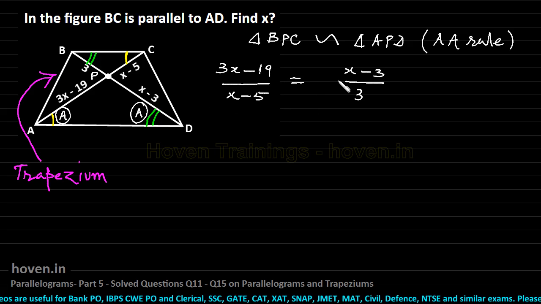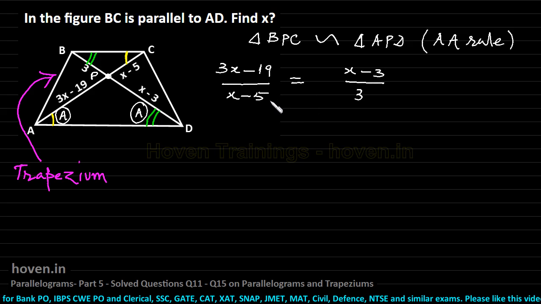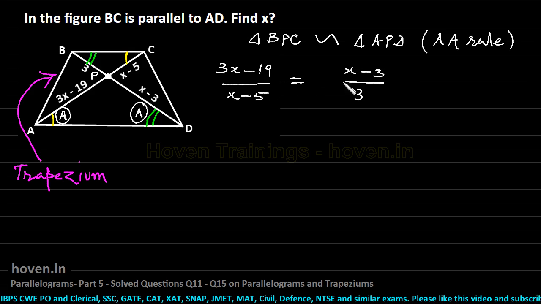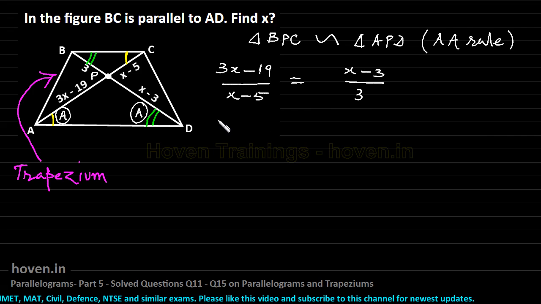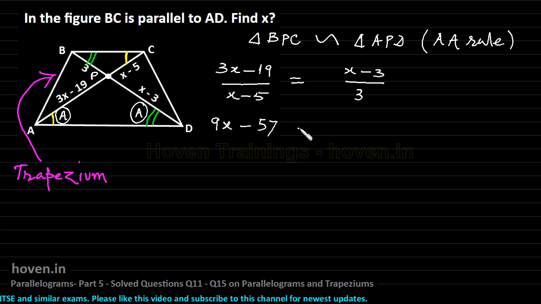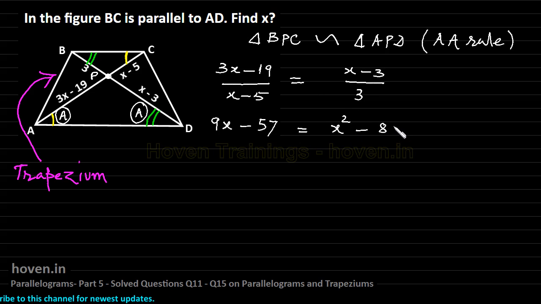We can cross multiply them. This equation will be a quadratic equation. x minus 5 into x minus 3 will take place and 3x minus 19 into 3 will take place. So I will cross multiply them. 9x minus 57 is equal to, when I cross multiply them, I will get x square minus 8x plus 15 on the right side.